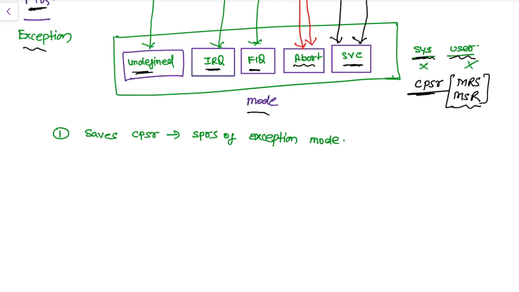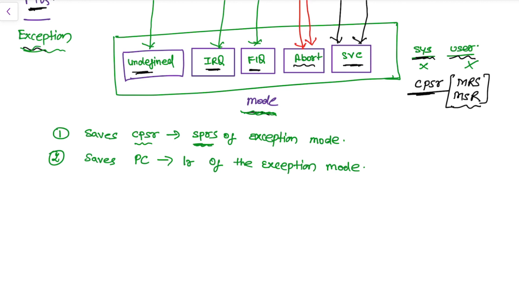If you remember my previous tutorial, I had shown there that every mode has its own SPSR in the banked registers. So every processor mode has its own SPSR. Once some exception occurs, the processor enters into the corresponding mode, and then it first stores the CPSR into the SPSR of that corresponding exception mode. In the second step, it saves the PC, the program counter, to the link register, the LR, of the exception mode, as each exception mode has its own link register.